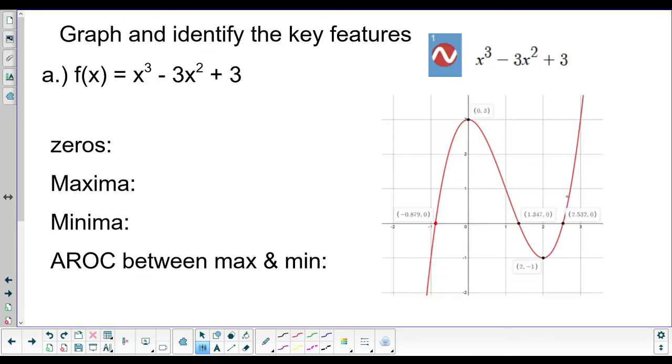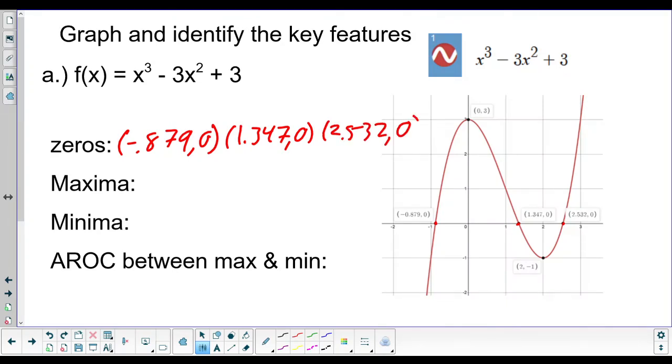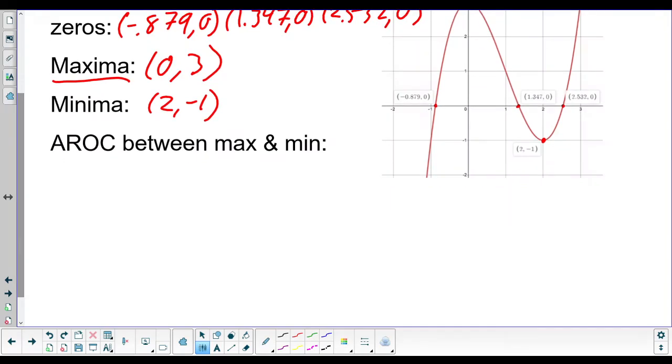Zeros. Right there. Right there. Right there. You just click on the graph and it tells you. So we have negative 0.879, 0. We have 1.347, 0. And we have 2.532, 0. Maxima. We're just looking at that top right there. We're at 0, 3. Minima. We're looking at this little valley right here. We're at 2, -1.